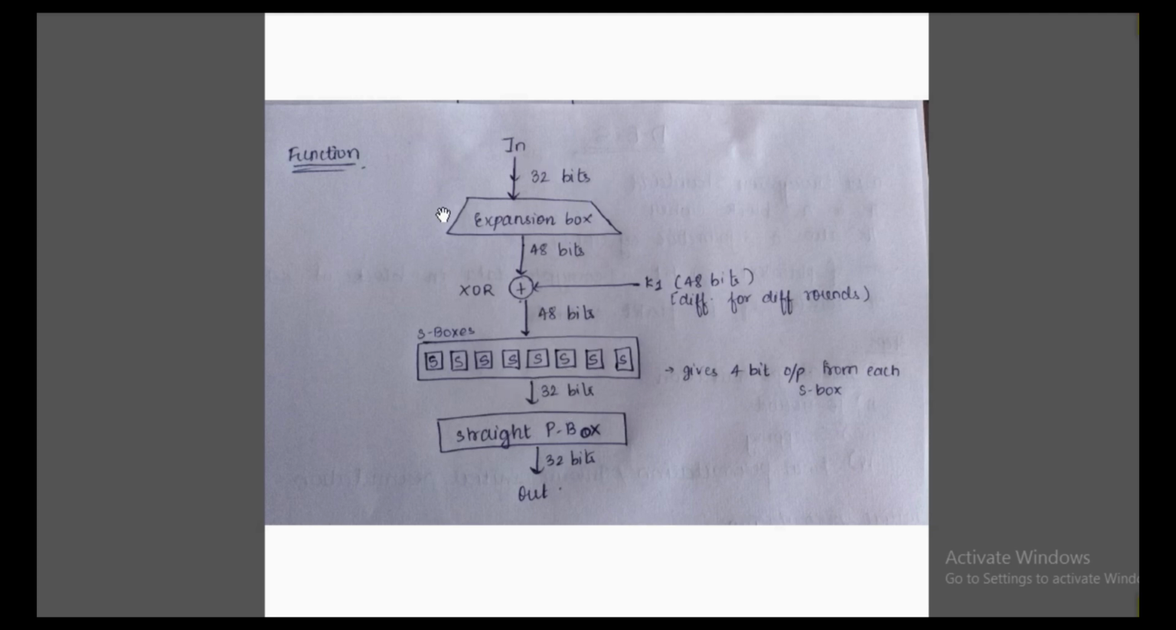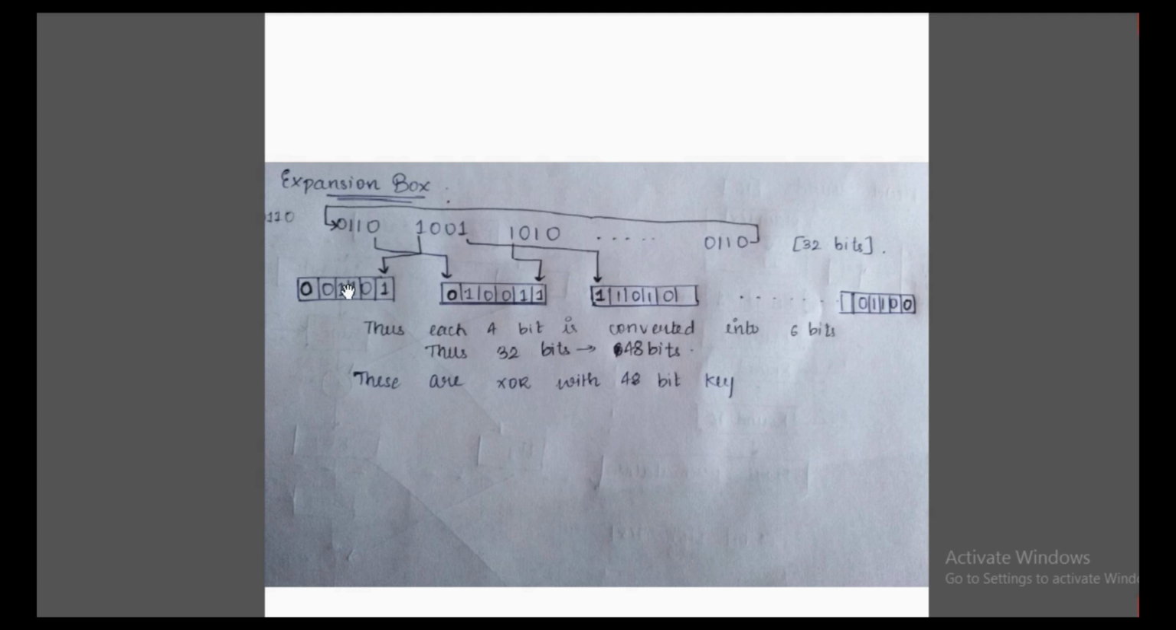Now let us see what happens in the expansion box. So if we go to the expansion box, let us see. For example, we have taken a random input of 32 bits here. So this is my input from here to here, and it is of 32 bits. So now I'm showing how it gets converted into 48 bits. In this, for now just ignore this part.